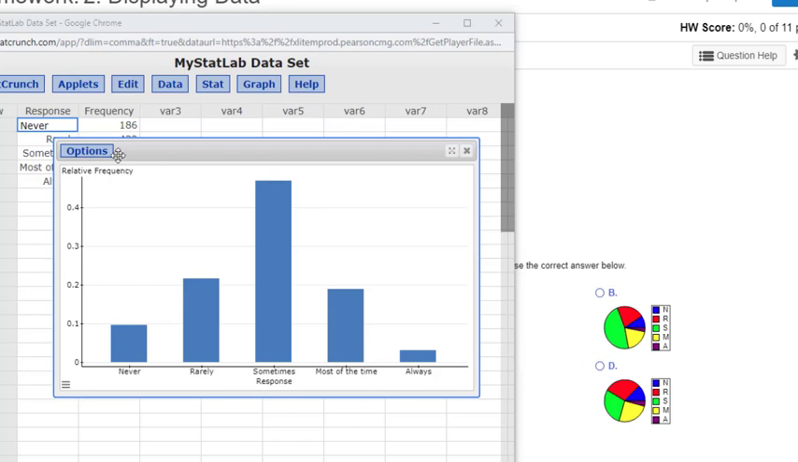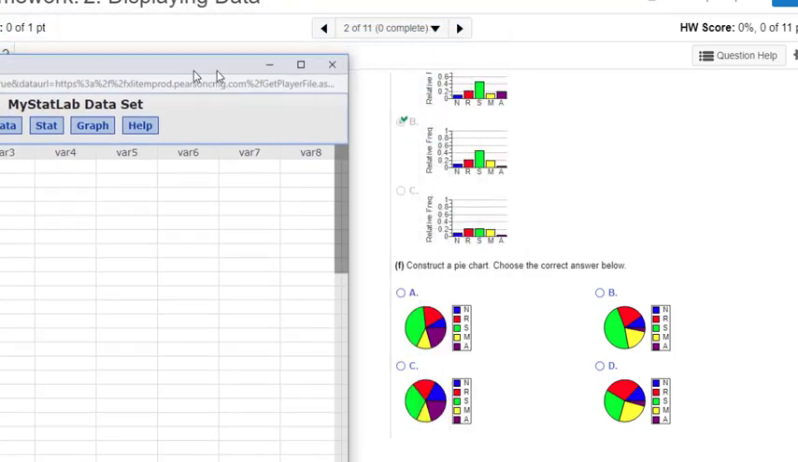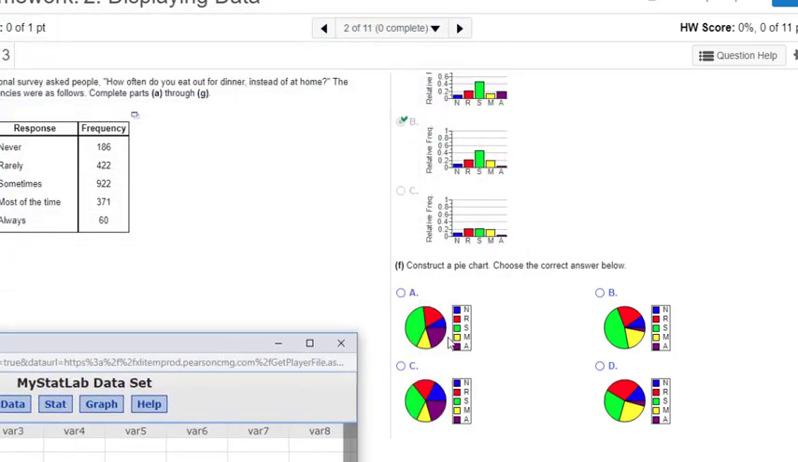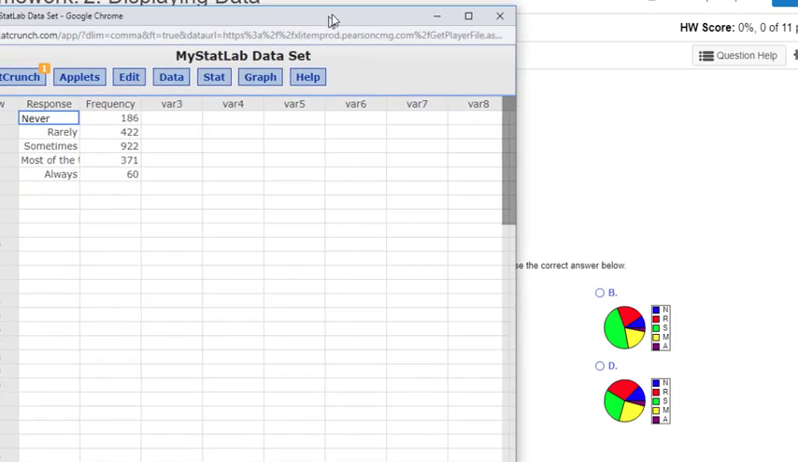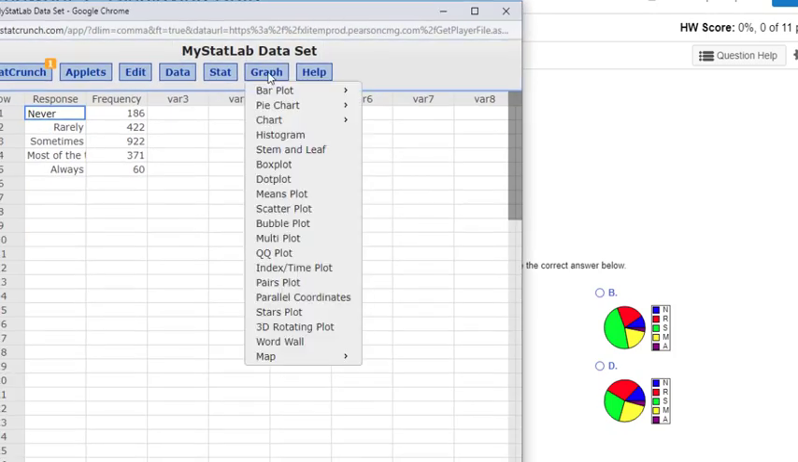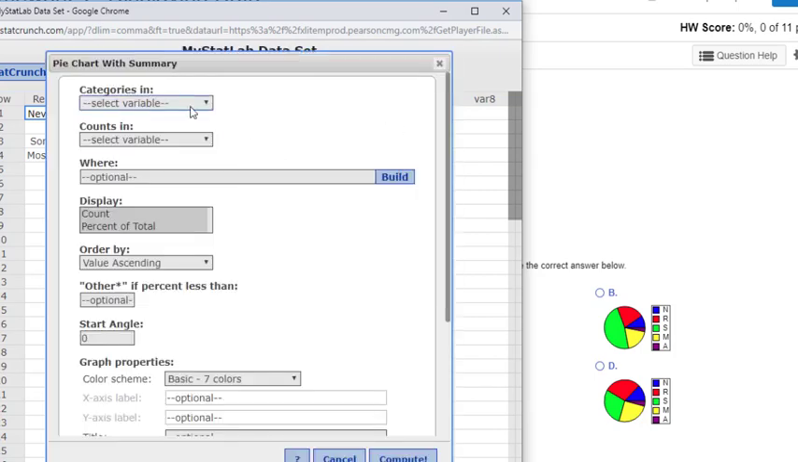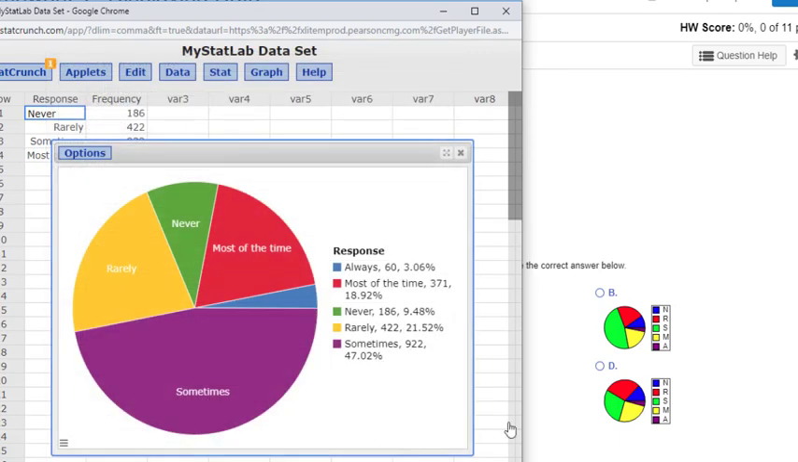And now onto pie chart. So I'm going to go ahead and close this out. You could just look at it and see which one makes the most sense as far as the pieces of the pies. Or let me show you on StatCrunch. Graph, pie chart, we have summary data. Our categories are the response, and counts are in the frequency. And just press compute. Okay, so there's the pie right there.